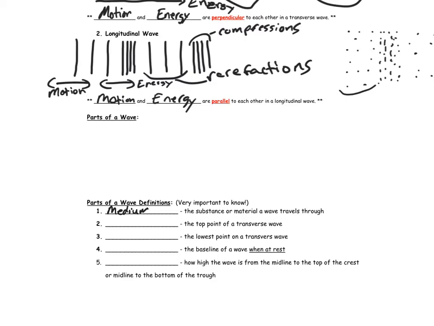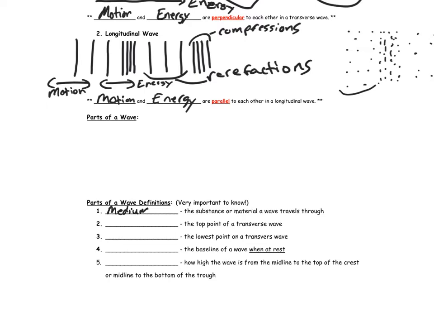In sound, it's air. So whenever you're talking, air is the medium. If you're at the ocean, the water is the medium. If you are making a wave on a string, the string is the medium. So the medium is just whatever the wave is traveling through.